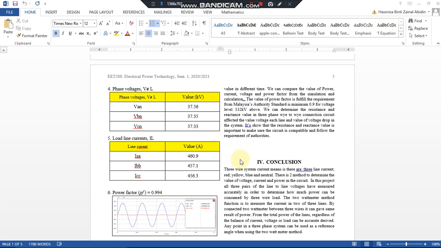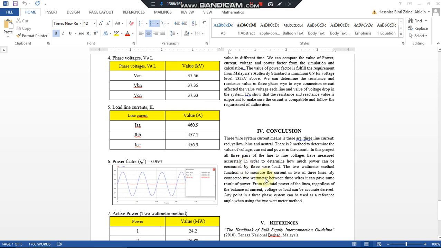And last one is the conclusion. A three-wire system means there are 3 line currents: red, yellow, blue. There are 2 methods to determine the value of voltage, current, and power in the circuit. The 2 wattmeter method measures the current in 2 of the 3 lines. And the last one, any point in the three-phase system can be used as a reference angle when using the 2 wattmeter method.